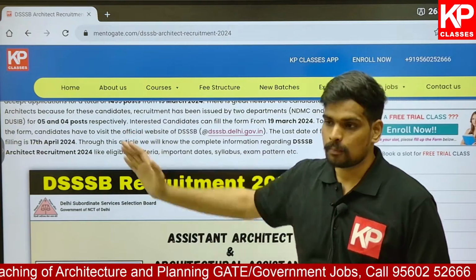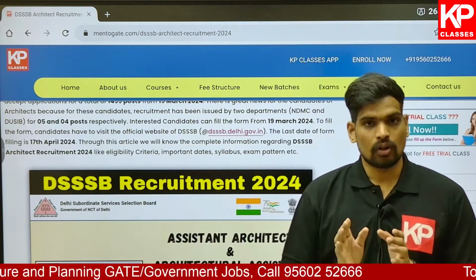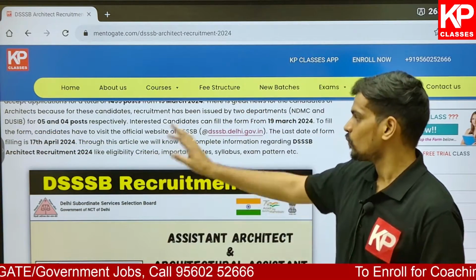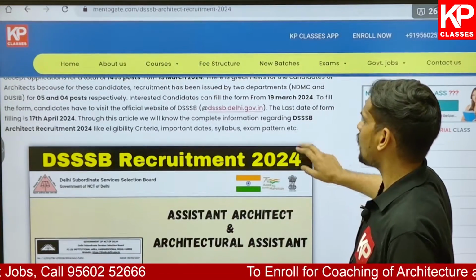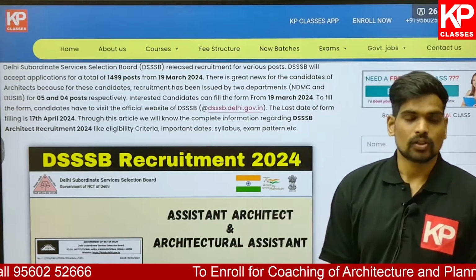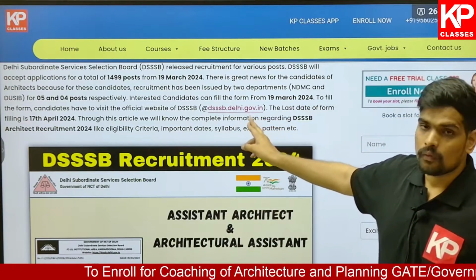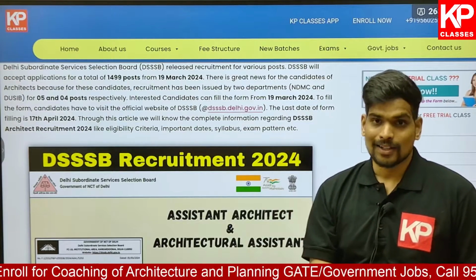There are 5 additional posts in New Delhi Municipal Council, and also there will be 4 posts for the Delhi Urban Shelter Improvement Board, DUSIB. So a total of 9 posts for architects. That's the number of vacancies you have. The form for it is already live. You can check the official notification. You can check the official website's link over here and complete the application process if you have not yet done it.